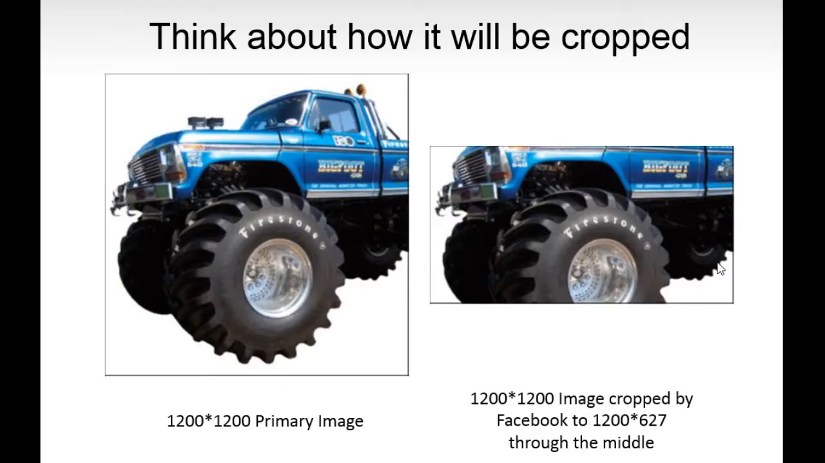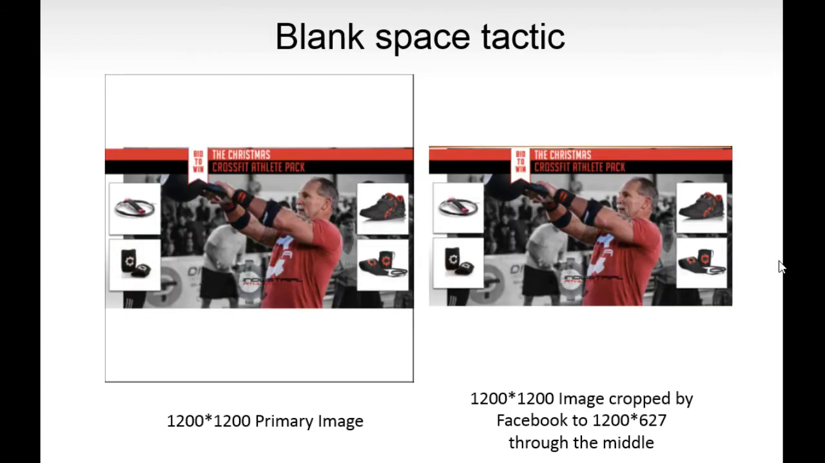So the first thing to think about when you're designing your primary image is how is it going to look if Facebook crops it through the middle. This example here, monster truck doesn't look so good cropped through the middle, so it's not going to make a good primary image. One way around this is to start with an image that's already cropped and simply add blank space above and below it. That works perfectly in most scenarios, and if you add a person in your image, we typically get a much higher click-through because people like clicking on images that include people.